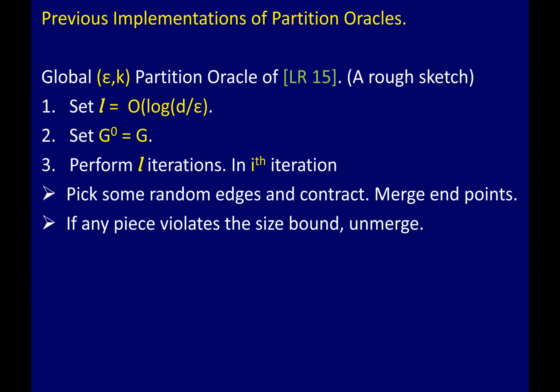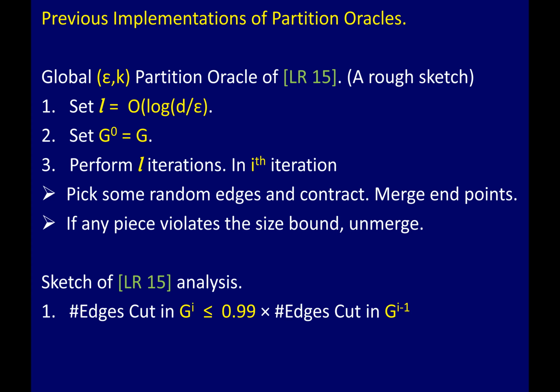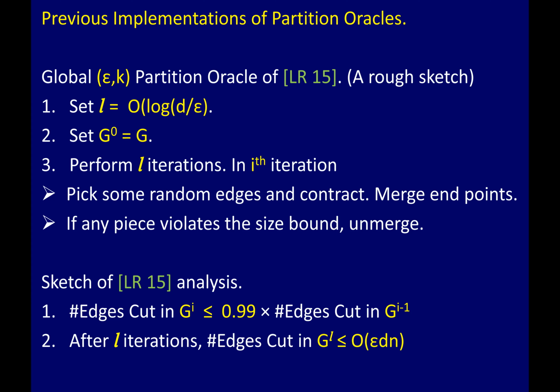And now let me sketch the analysis of Levi and Ron. Their analysis is the following: the number of edges that you cut in G_i, the ith graph, is going to shrink by at least a 0.99 factor as compared to the number of edges cut in G_{i-1}. So after log of 1 over epsilon many rounds, the number of edges cut in the final graph is at most epsilon dn, as we desired.